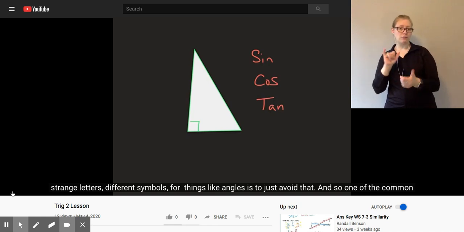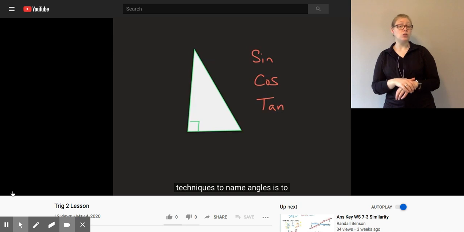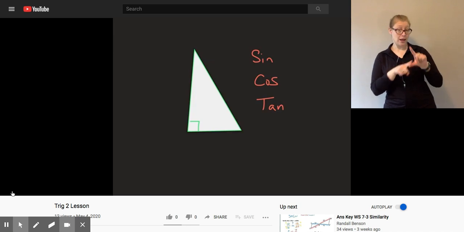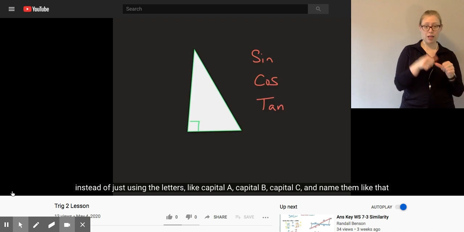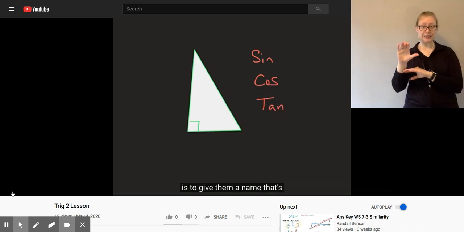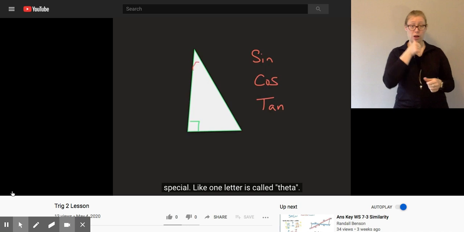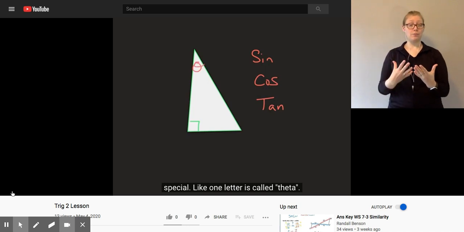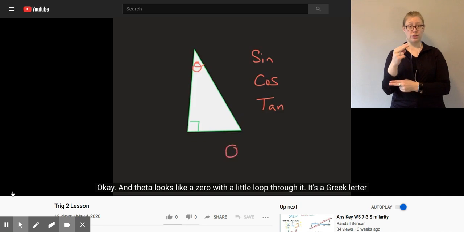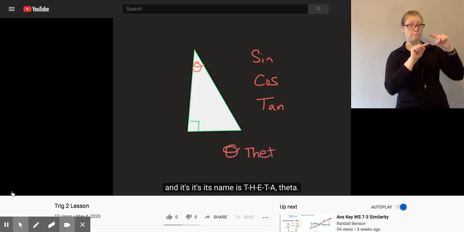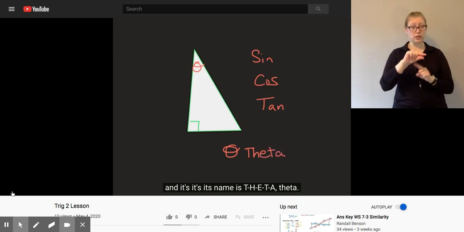And so one of the common techniques to name angles is, instead of just using letters like capital A, capital B, capital C, and naming them like that, to give them a name that's special. Like one letter is called theta, okay? And theta looks like a zero with a little loop through it. It's a Greek letter, and its name is theta.